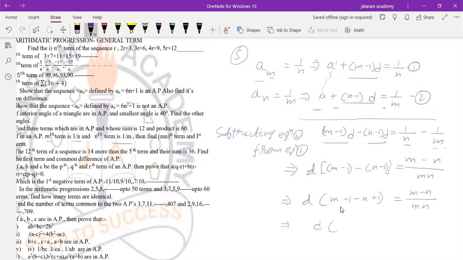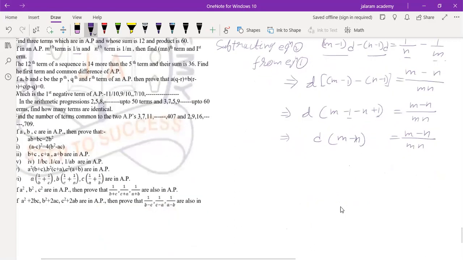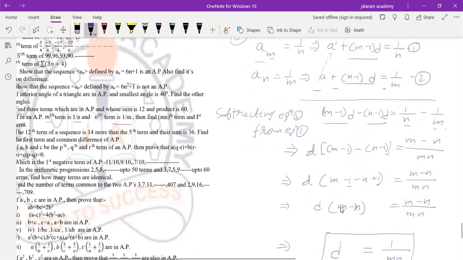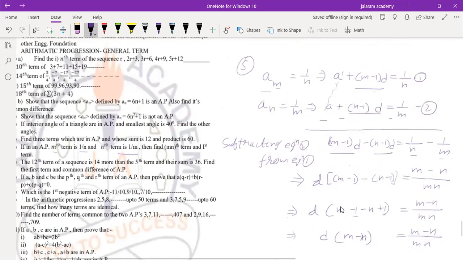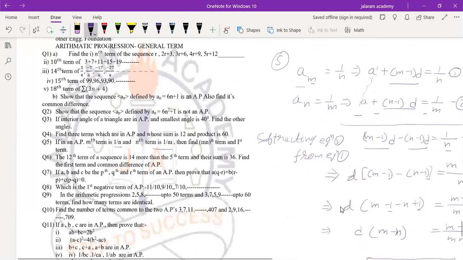It implies d into, 1 cancelled out, 1 is negative, 1 is positive. So m minus n only equals m minus n upon mn. It implies m minus n will be cancelled out from both sides. D, the common difference of the series, is 1 by mn. Is that clear to you? If anyone has a doubt, then raise your hand. D equals 1 by mn.